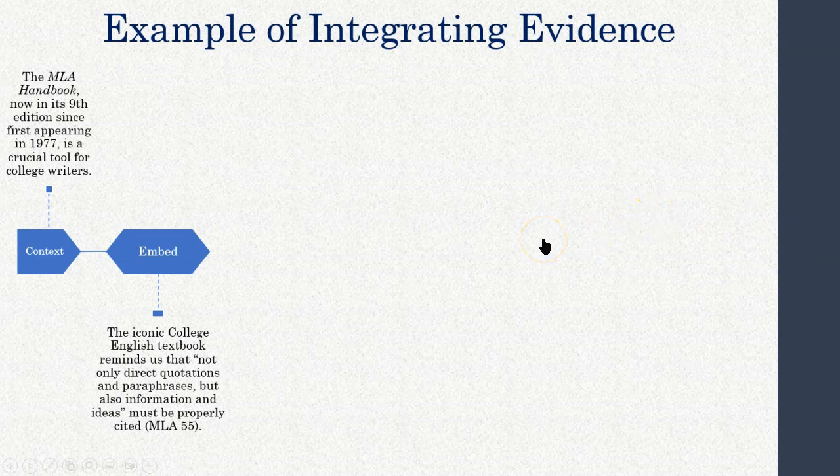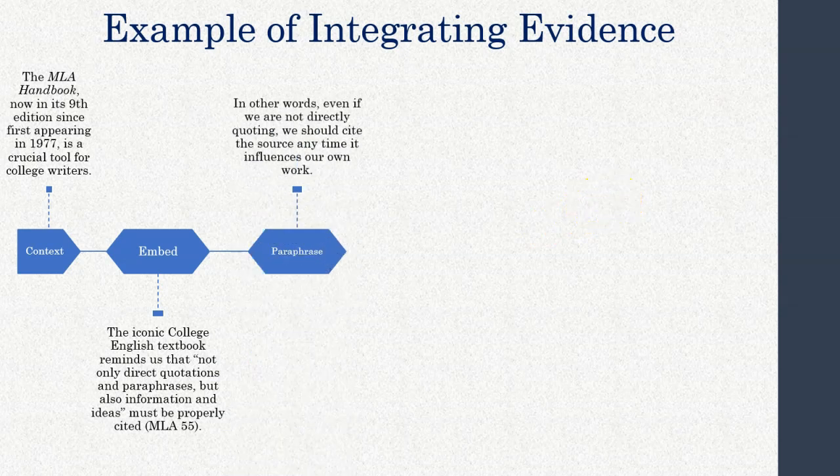So I've blended the quotation into my own words. So this is something that came up in our textbook. We don't want to be kind of awkward with our quotes. We don't want to say something like, the English textbook quotes that, and then say a quote. We want to smoothly splice it into our own sentence. And next we want to paraphrase. So we want to explain the direct meaning. In other words, even if we are not directly quoting, we should cite the source anytime it influences our own work. Next, we will want to interpret.